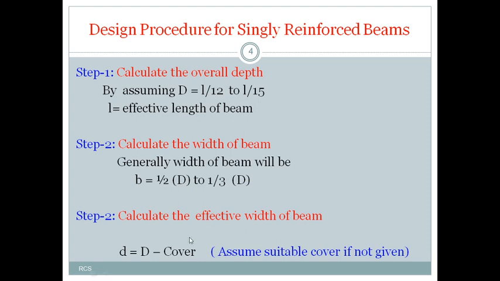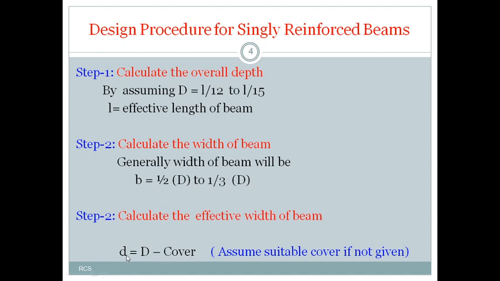Here, if the cover is not given in the problem, he may or may not mention the cover, and you can assume it. But when you are designing an actual singly reinforced beam, then you have to choose a cover from the code book, that is IS 456. According to IS 456 2000, you have to choose the cover, and this cover depends upon the exposure conditions like mild, moderate, severe and extreme severe. Based on the condition under which you are doing concreting, you have to choose the cover.